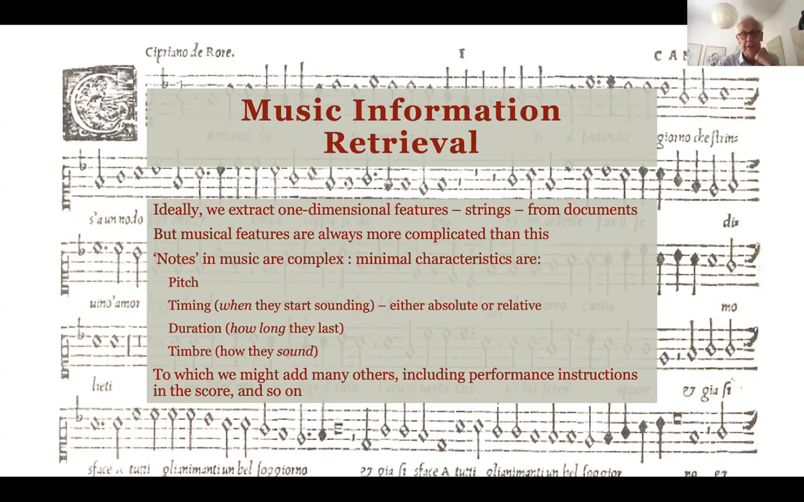Notes in music are complex things. Their minimal characteristics are pitch, timing, that is when they start sounding, and that can be expressed in two different ways, either an absolute time or as a relative time to the other notes or other events in the piece. Durations, how long they last, and timbre, how they actually sound, and that would include things like details of instrumentation and specific performance instructions, for instance, pizzicato as opposed to arco for a violin, it being an obvious one. And you could add many others, other types of performance instructions in the score and so on.